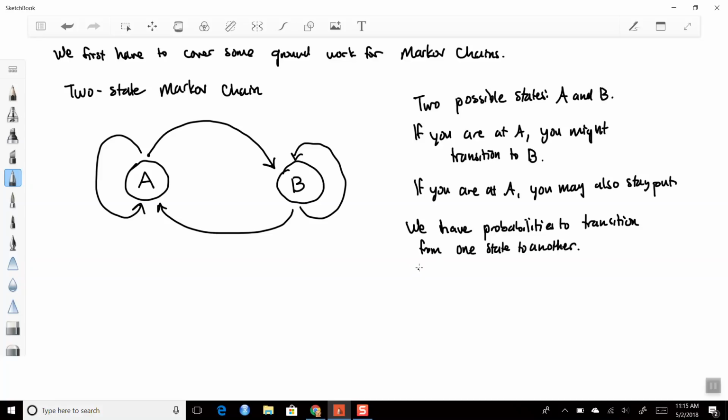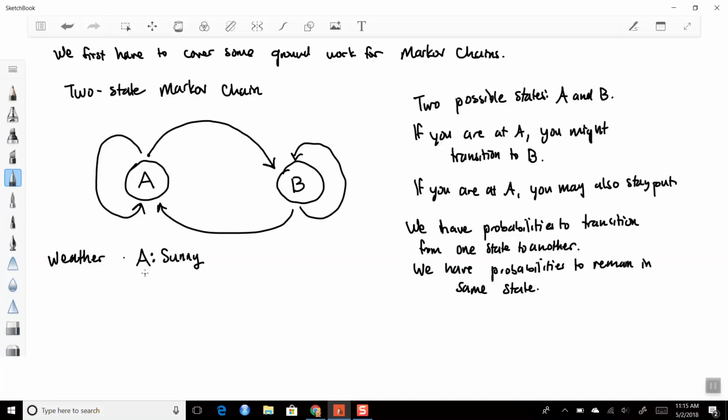And then there's also probabilities. We have probabilities to remain in the same state. Okay, so for an example, we could say weather might have two states. In California, it's either sunny or it is not sunny. Okay, that's what we will say.